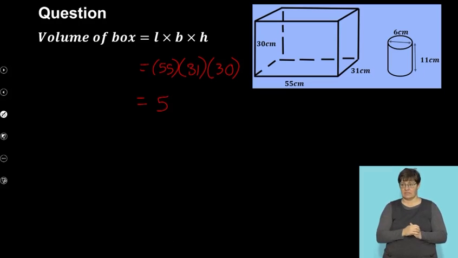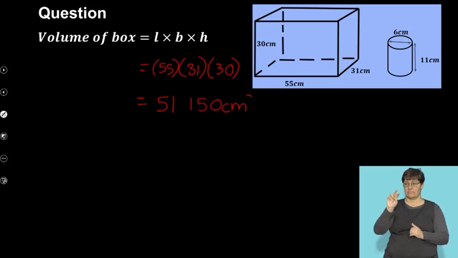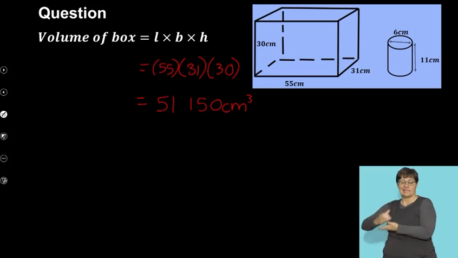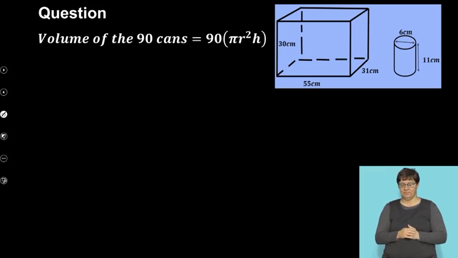51,150. So 51,150 centimeters cubed is the volume of my box. But now I need to know what the volume of my cans is, so I can subtract that from the volume of the box.